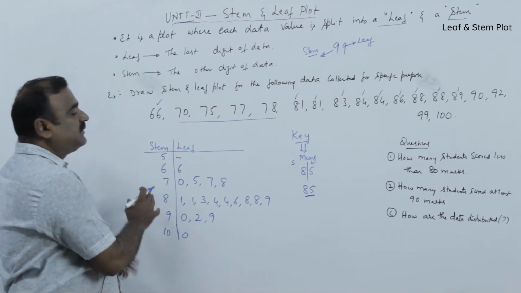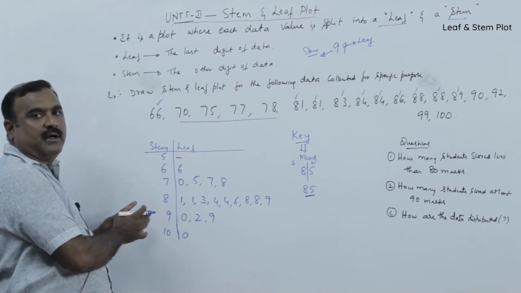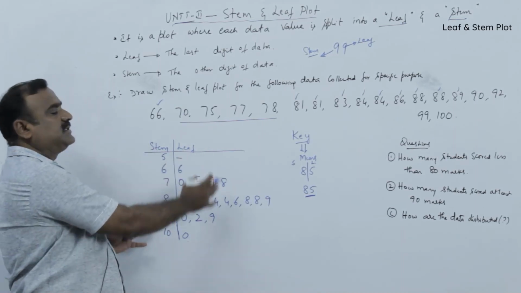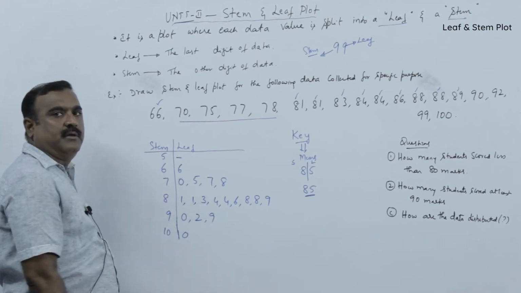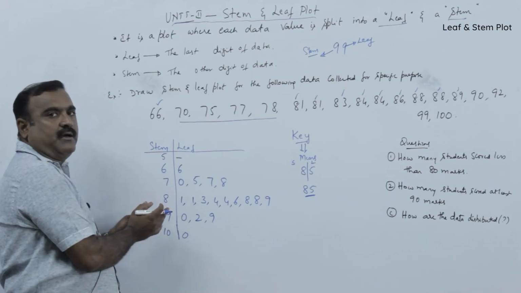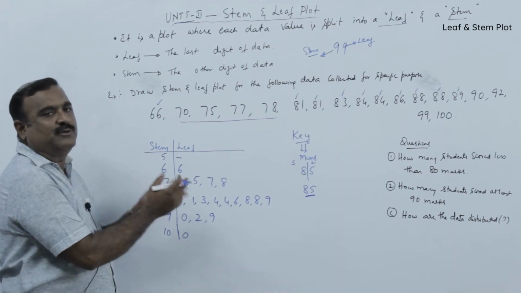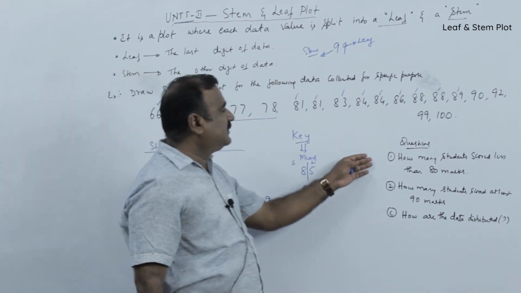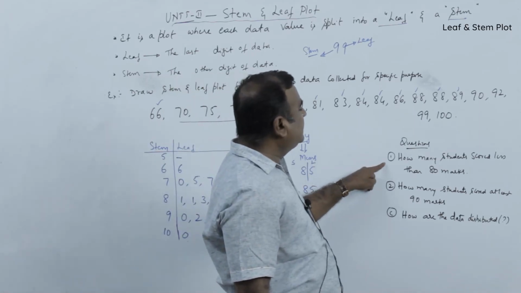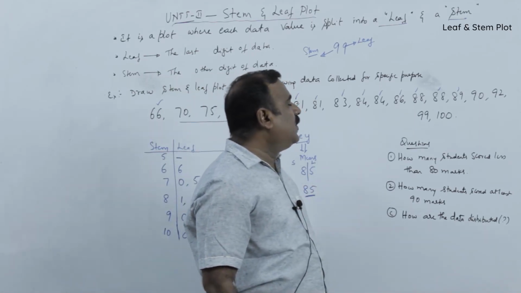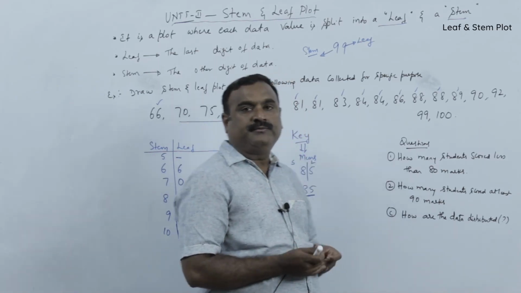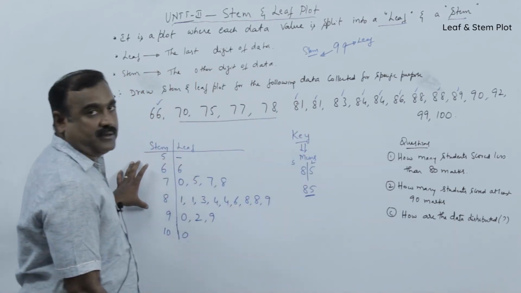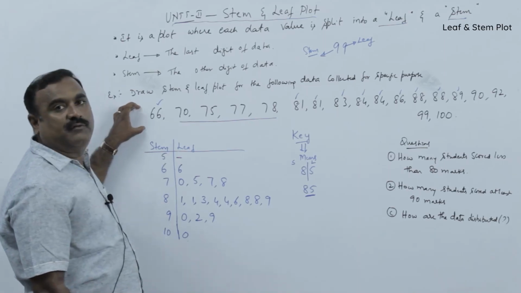Based on this, sometimes in your multiple choice question, they will give you this diagram, this stem and leaf plot, and with this data we have to interpret the results. They may ask a question like this. For example, some questions are mentioned here. The first is: how many students scored less than 18? They'll give this plot, or they may give you this data.